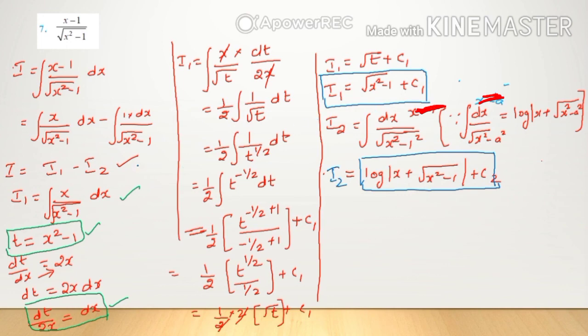We found out I1 as well as I2. Let us substitute in I. So I is nothing but I1 minus I2. So I is equal to I1. I1 value is nothing but square root of x square minus 1 plus c1, minus I2 value, which is log modulus x plus square root of x square minus 1 plus c2.